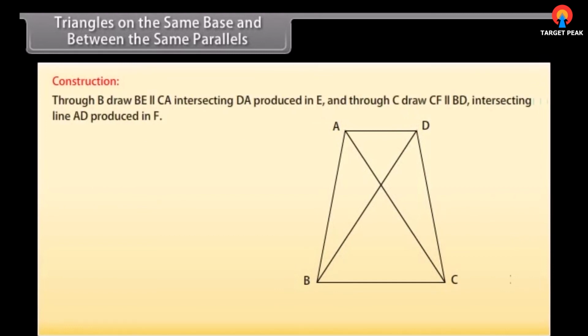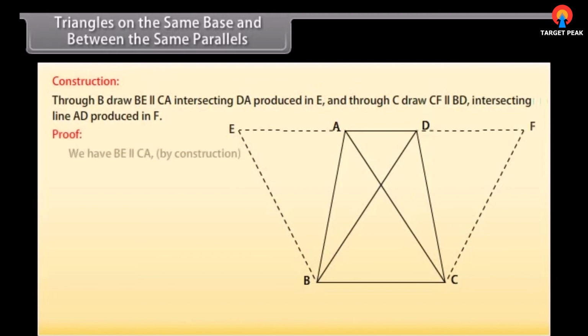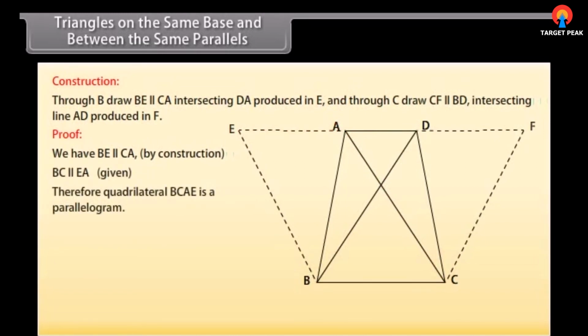Construction. Through B, draw BE parallel to CA intersecting DA produced in E, and through C, draw CF parallel to BD intersecting line AD produced in F. Proof. We have BE parallel to CA by construction. BC parallel to EA. This is given. Therefore, quadrilateral BCAE is a parallelogram. Similarly, BCFD is a parallelogram.